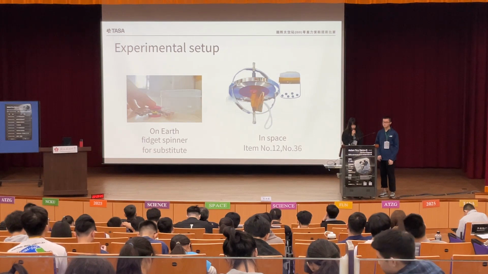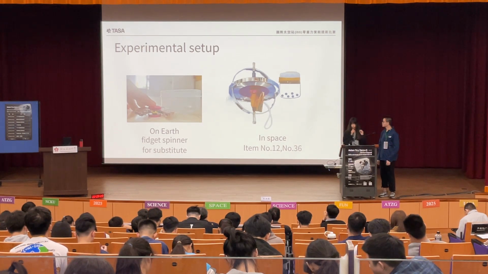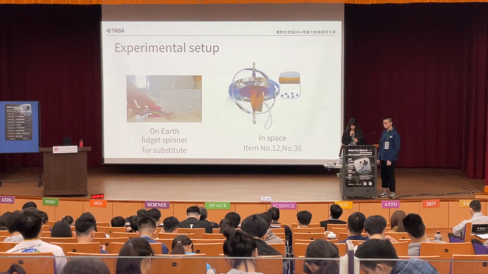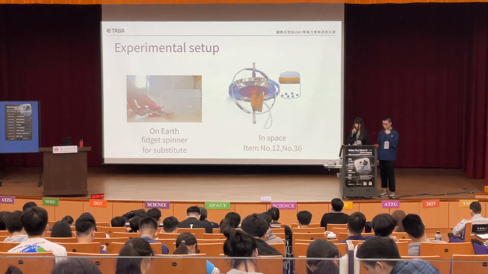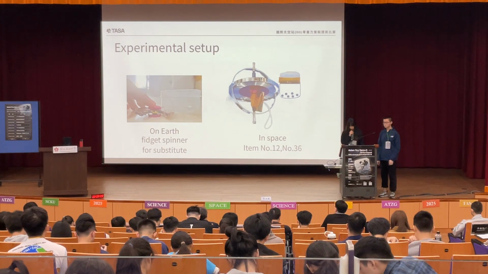This is our experimental setup. On Earth, we use a finger spinner and fix the device on top of it to perform the rotation. Then in space, the device will be attached to a gyroscope for observation.